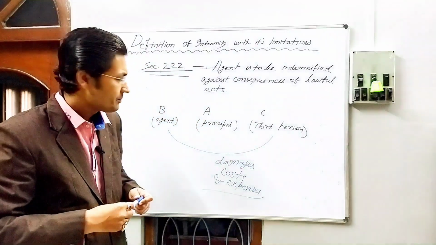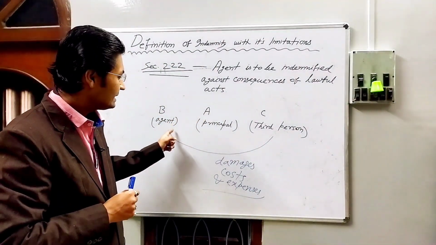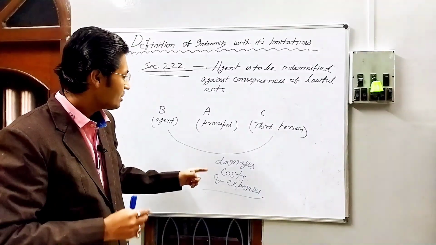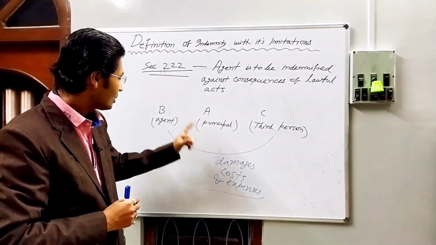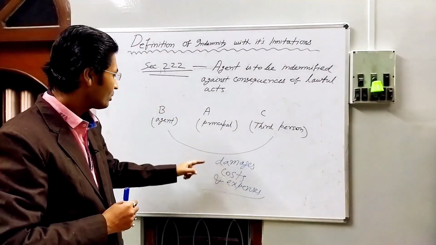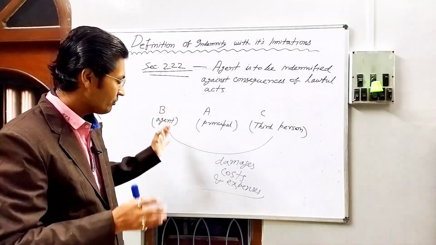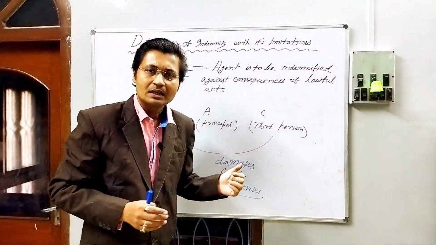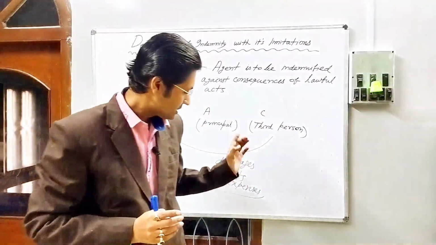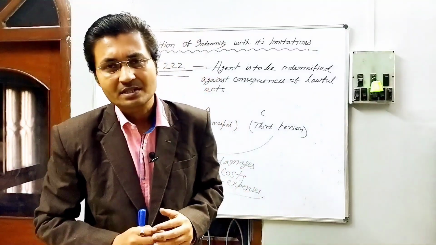So, ultimately B, the agent, has acted in pursuance of the direction given by the principal. So, A will compensate B, the principal will compensate the agent for his lawful act. So, A must compensate B the amount of damages, costs and expenses.